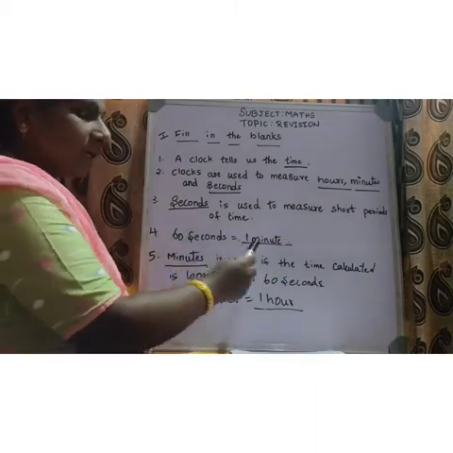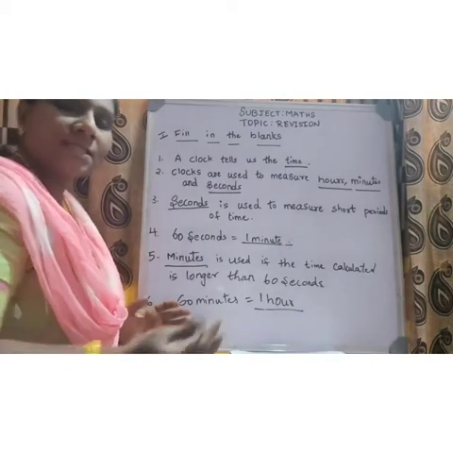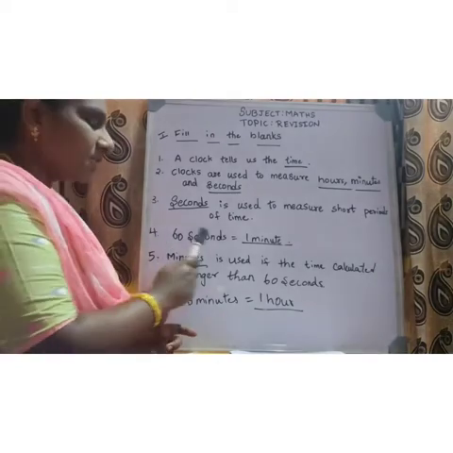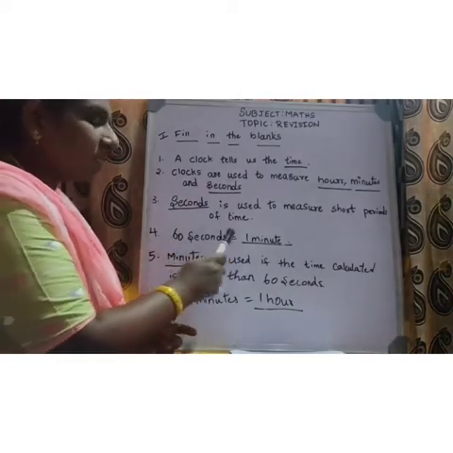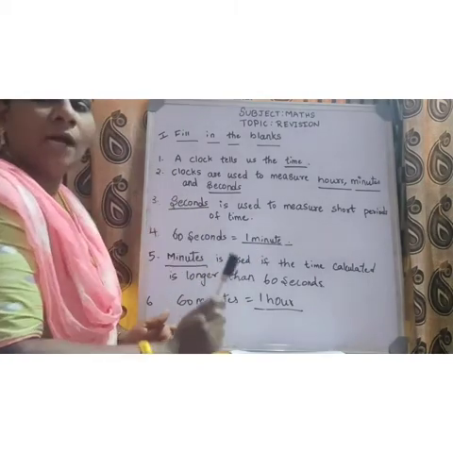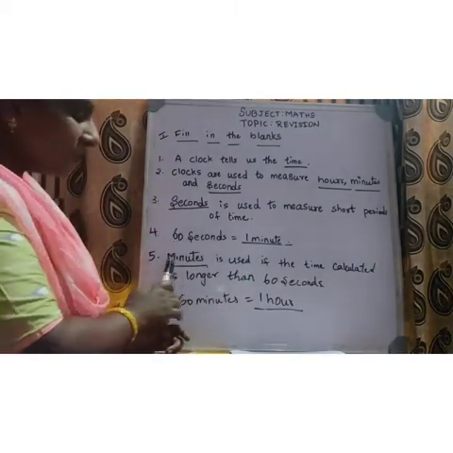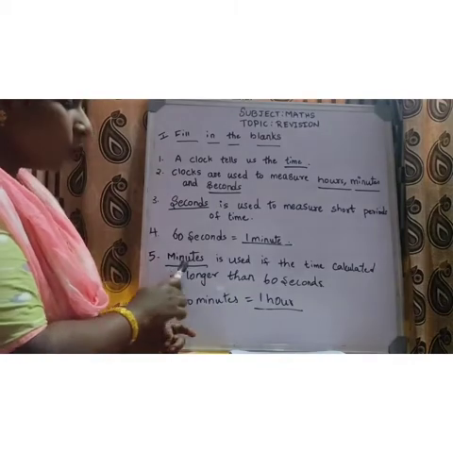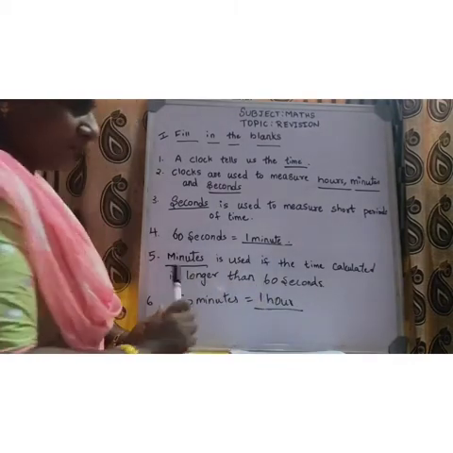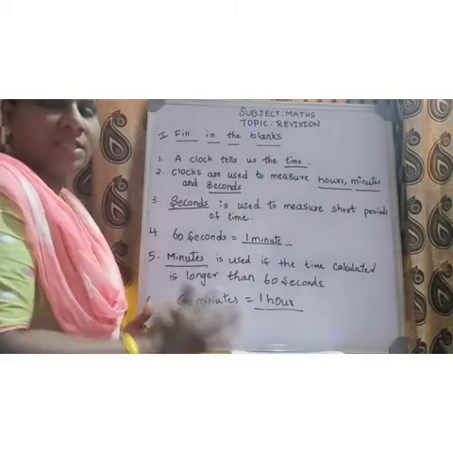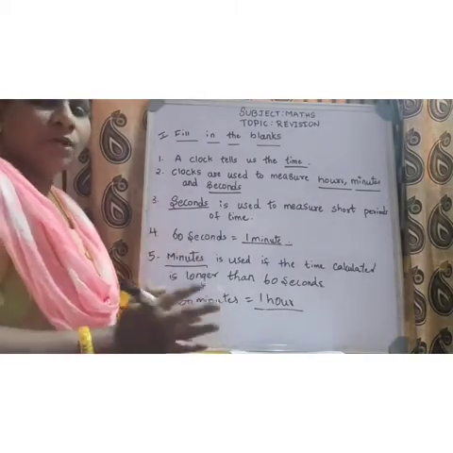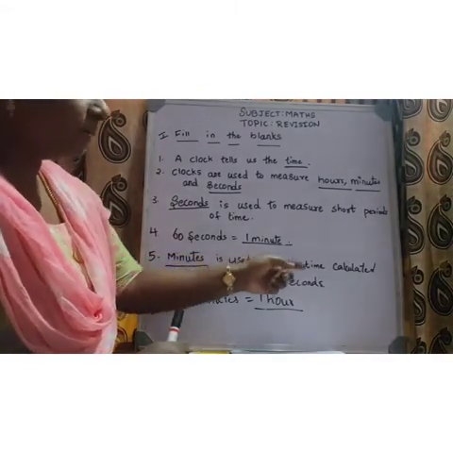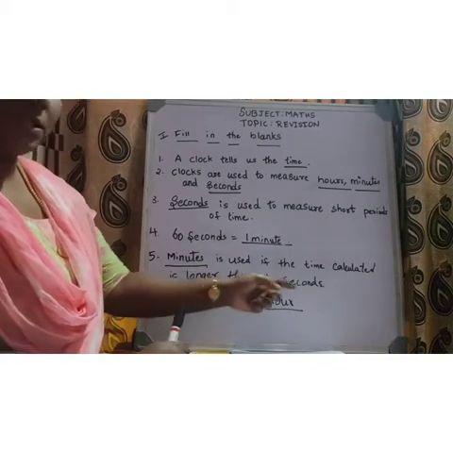So 60 seconds equals dash. How many minutes, children? 60 seconds together makes how many minutes? 1 minute. Okay, 60 seconds makes 1 minute. Minutes is used if the time calculated is longer than 60 seconds. If it is more than 60 seconds, it is longer than 60 seconds, so what we call it is minutes.